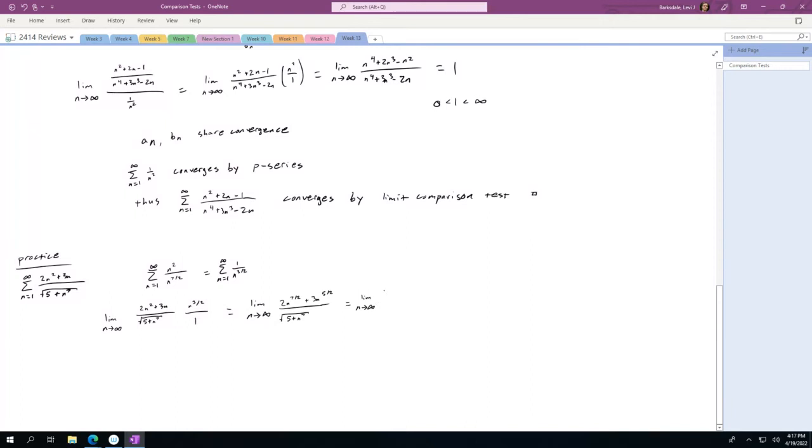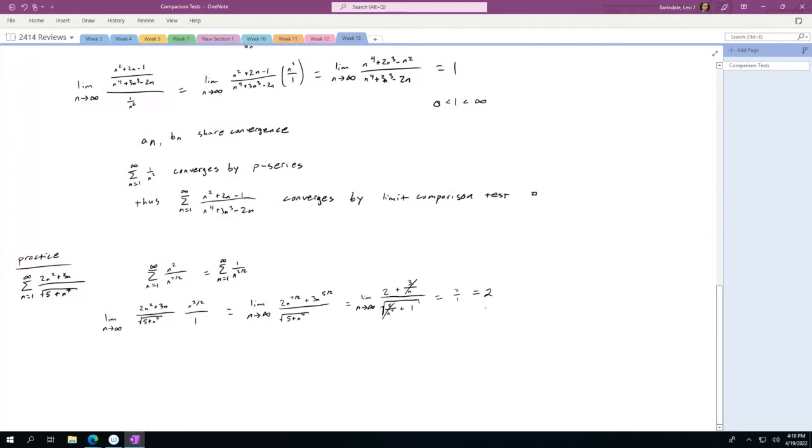And this becomes 2. n to the 7 halves divided by n to the 7 halves is just 1. So plus 3 divided by n, that's n to the 5 halves divided by n to the 7 halves. We have the square root of 5 over n to the 7, because the half part is incorporated in the square root, plus 1. And then letting n go to infinity, this term goes to 0, this term goes to 0, which is 2 over 1, which is just 2.